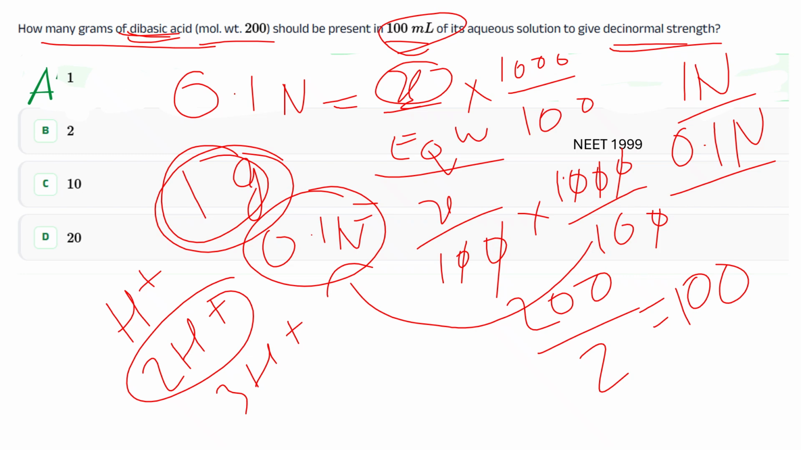This is very interesting in titration analysis. Decinormal means 0.1 normal. To find equivalent weight, it is nothing but molecular weight divided by the valency. What is the valency here? It is a dibasic acid, so the valency is 2. Simple one.